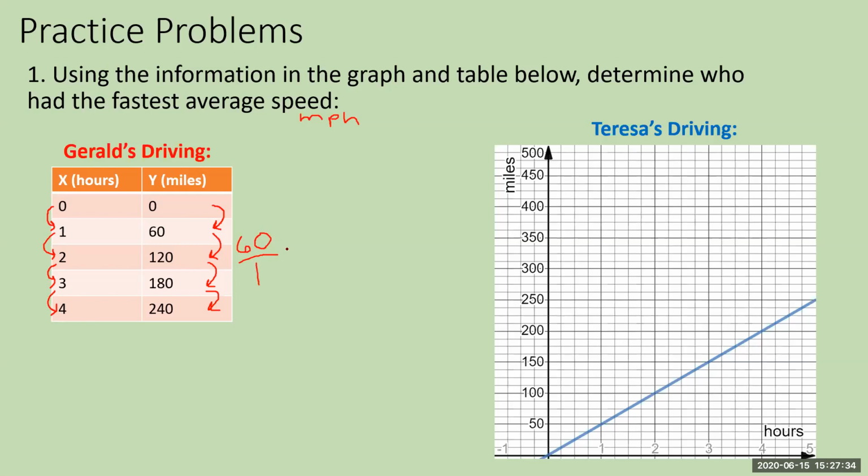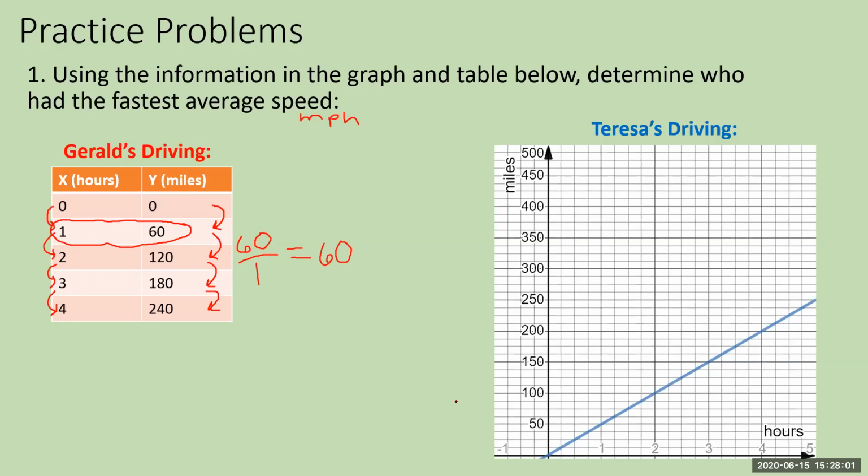Change in X is 1. So he's going 60 miles per hour. His unit rate is 60 miles per hour. Now you could also determine that just from the XY pair that has an X value of 1, right? So that's telling us 60 miles in 1 hour. Our unit rate for Gerald is 60 miles an hour.